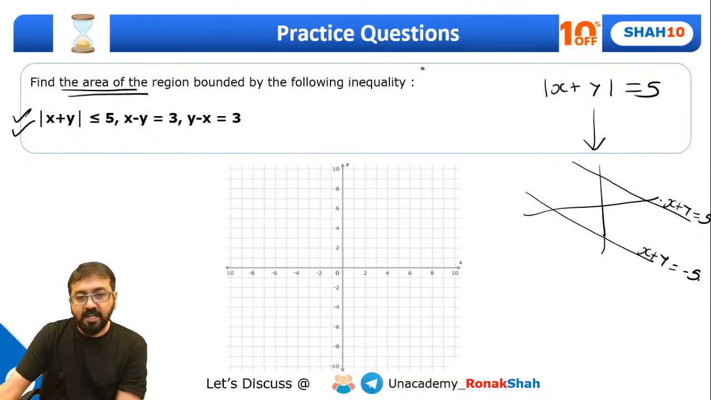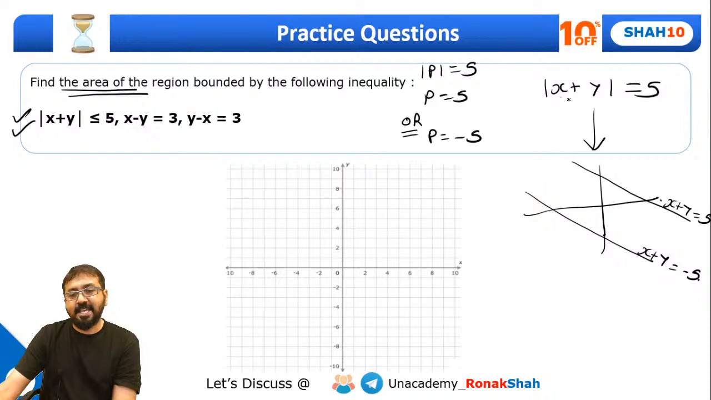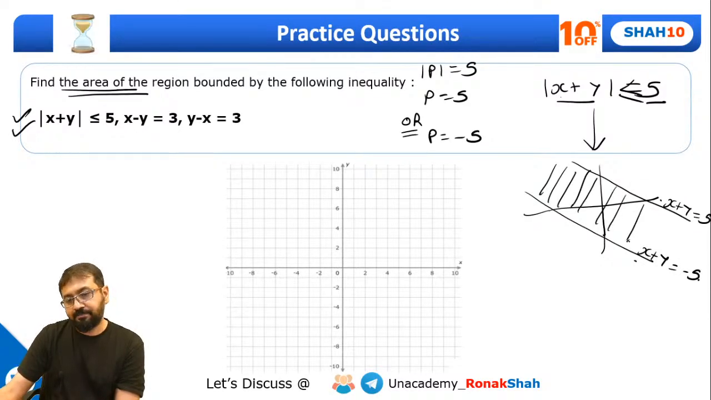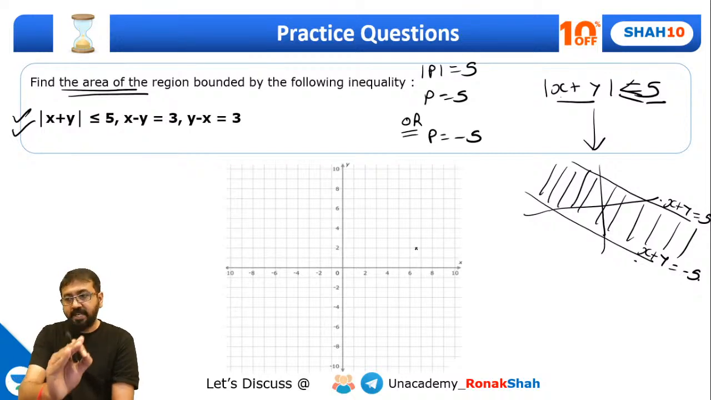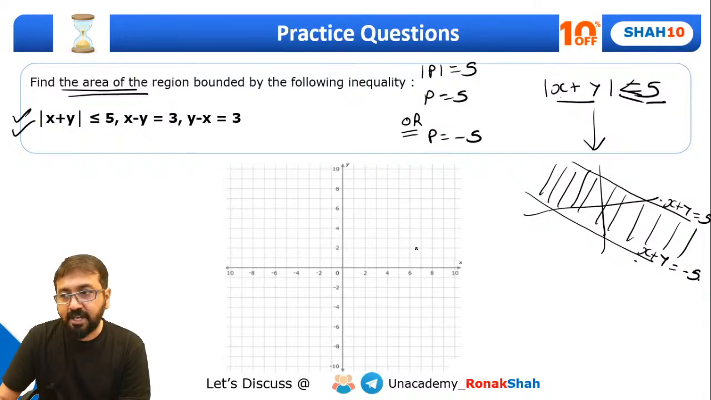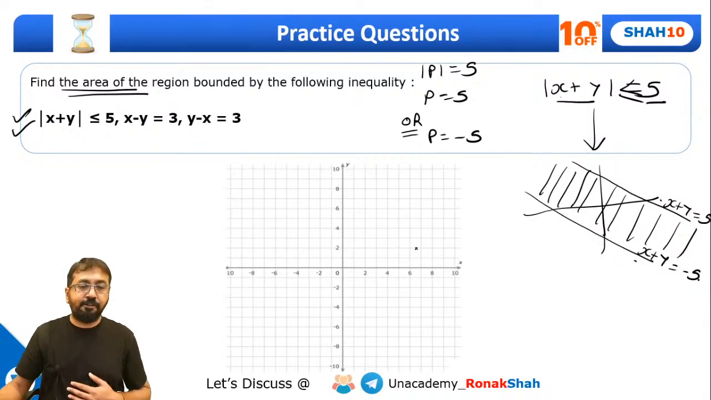See, it's like this one, mode of p equal to 5. So I'll say p equal to 5 or p equal to minus 5, right? So same way I can say x plus y will be equal to 5 or x plus y will be equal to minus 5. So I have drawn 2 lines. This is the graph of this one. So less than or equal to 5, the graph will be this region, correct? So I've given you a hint. Now please find out area and tell me the answer, everyone.